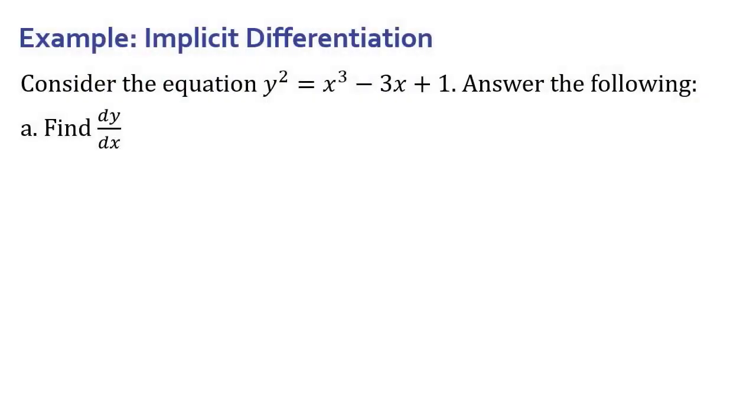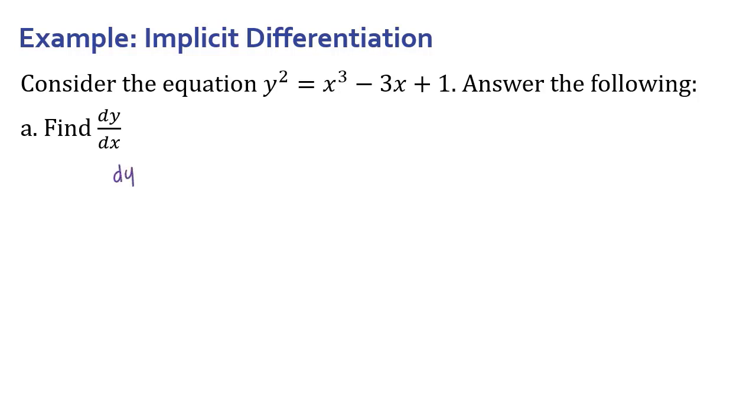Okay, let's look at one more example and tie all of this together. Consider the equation y squared equals x cubed minus 3x plus 1. Answer the following. Part A, find dy dx. We can see this is an implicit equation because we don't have just y equals, we have y squared equals. So let's go through these steps.